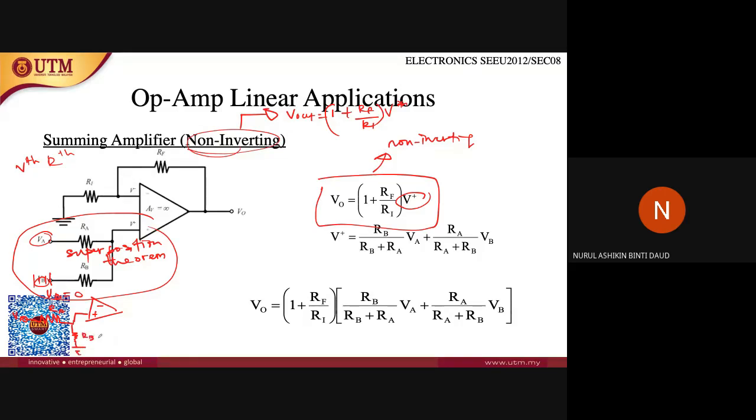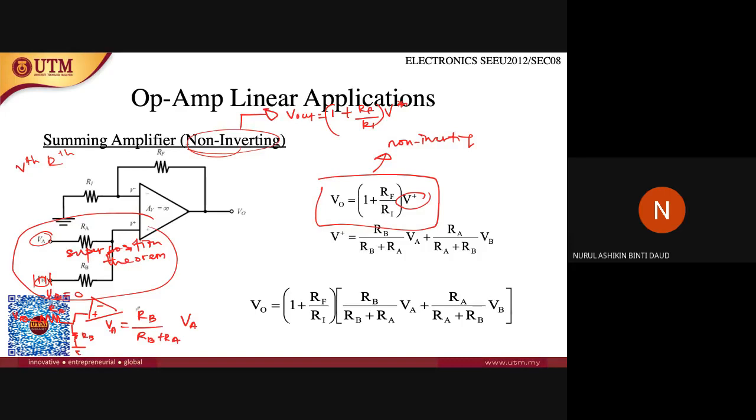RB here, and VB, since it is ground, will be 0. So at this part, let's solve this part first, which is VA. VA will be equal to RB over RB plus RA times VA.